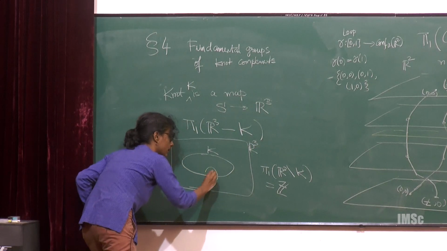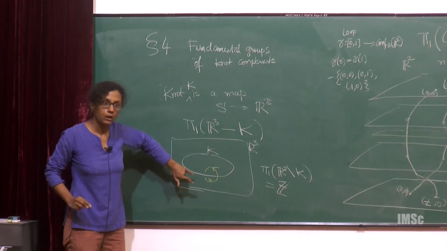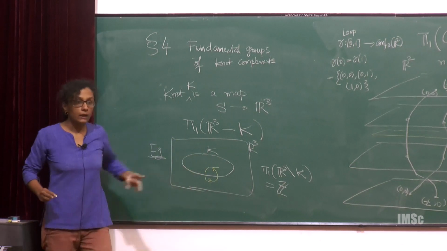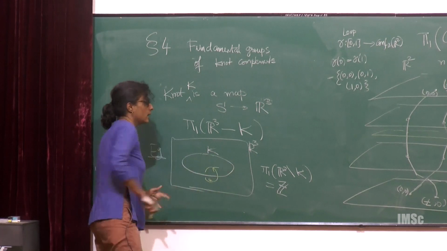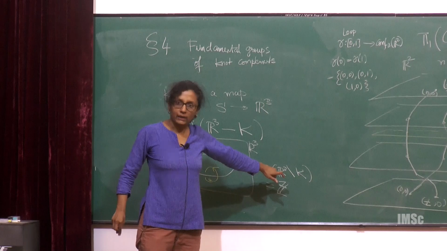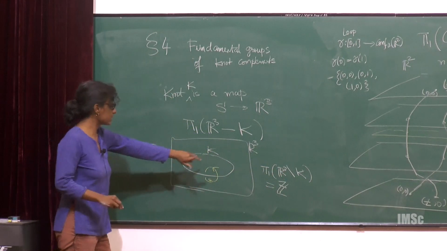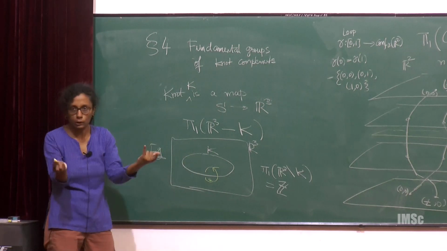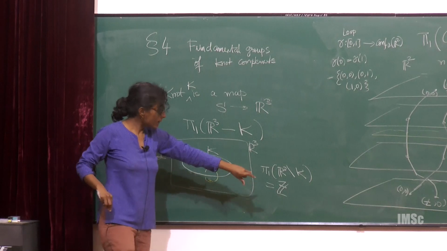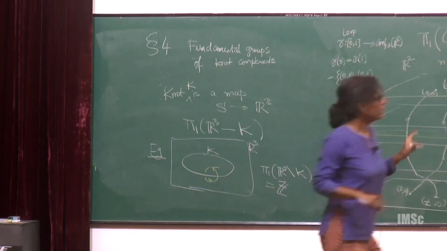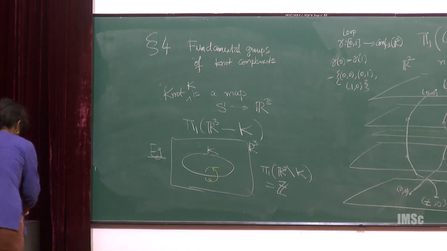goes around. Note that you are not allowed to touch this circle. But going around the circle is something you cannot contract. So the number of times you go around will give you different elements in pi1. This is called the trivial knot because it's not knotting at all. You just take the circle and join it. So for the trivial knot, the pi1 is Z. The next most complicated knot is the trefoil, which occurred in the title of my talk.